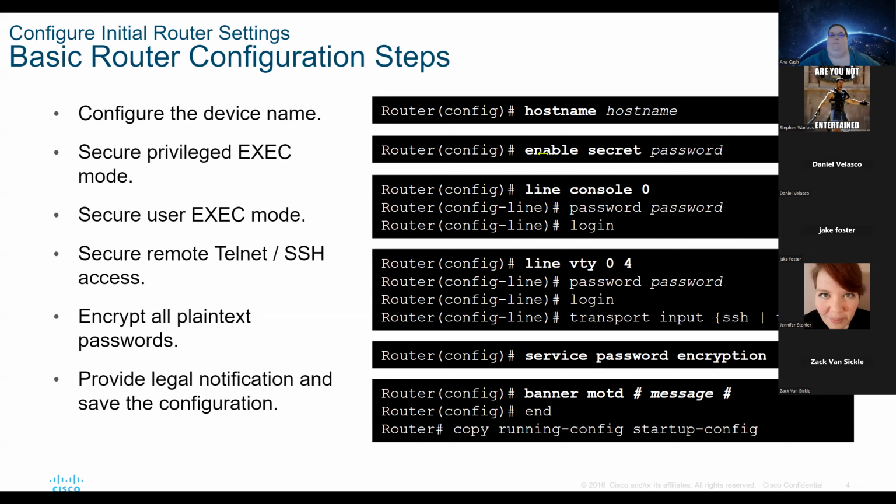So for here, the top one, that's how you do the configuration for the host name. This is basically an info dump on how to configure these basic things. And there's the switches and stuff for that. Secure privilege exec mode, secure user exec mode, secure remote telnet SSH access, encrypt all plain text passwords. Please, please, please, please don't ever use plain text passwords. Provide legal notification and save the configuration.